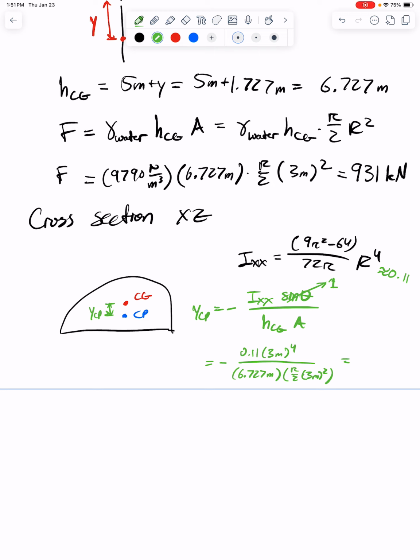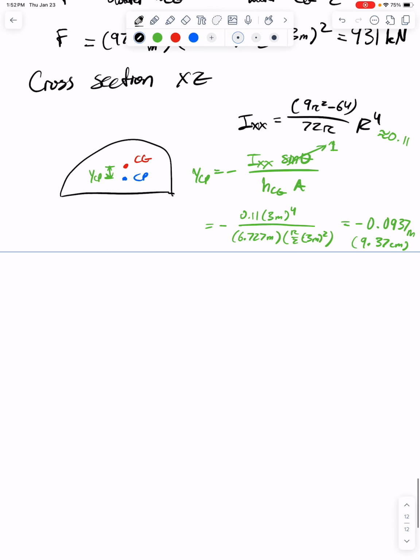Solving this will get me the following. I get negative 0.0937 meters, so about 9.37 centimeters below your centroid. That's where your center of pressure is, and that's where the force is being applied.